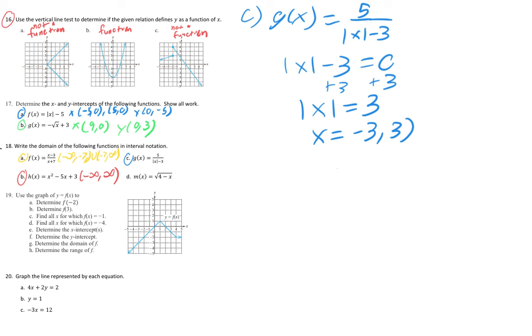Well, it cannot be negative 3 or positive 3. At those values, it is not in our domain. So what we're going to do is write negative infinity to negative 3, pick back up from negative 3 to 3, and then we will continue from 3 to infinity.